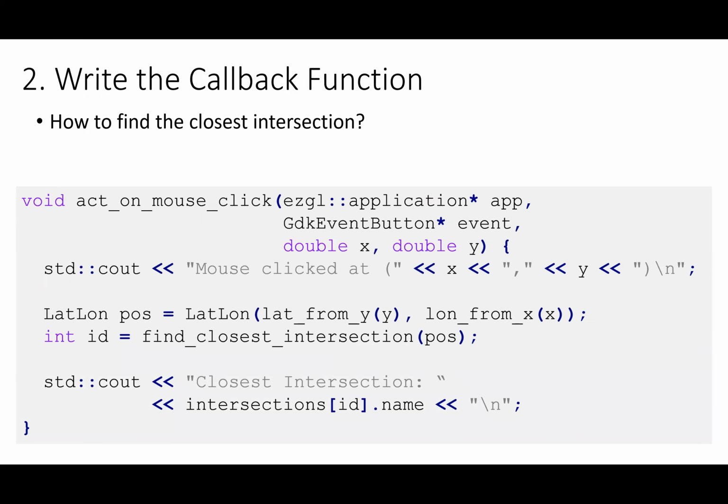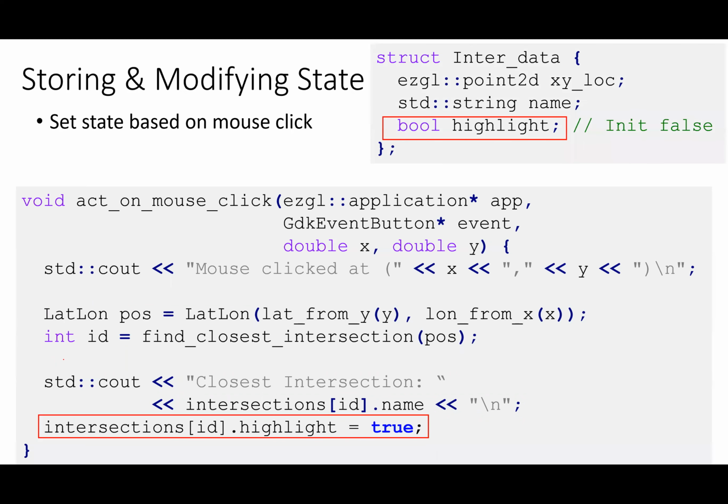Okay, so we have to write the callback function. We already did some of that, so here I'm just repeating it. We're converting to lat long and finding the closest intersection. Right now it's printing out where the person clicked and what the closest intersection is. And we need to do more than that. In order to actually highlight it in the graphics, we're going to add this Boolean highlight value, and we're going to add it for every single intersection. This is our intersection data structure.